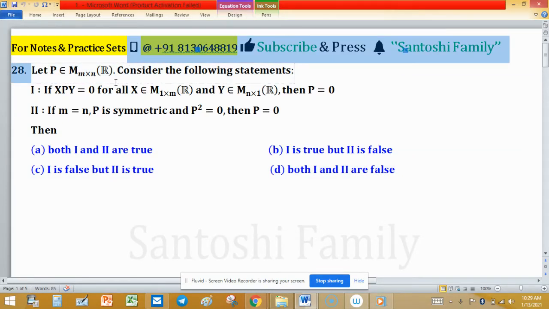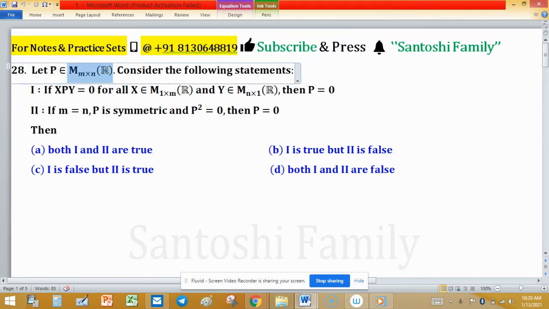Let P belong to the set of M by N matrices over R. Consider the following statements. First statement: if x P y equals 0 for all x which are row matrices and y which are column matrices, then P is equal to 0.